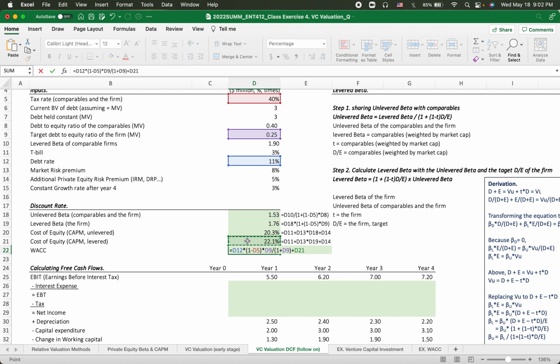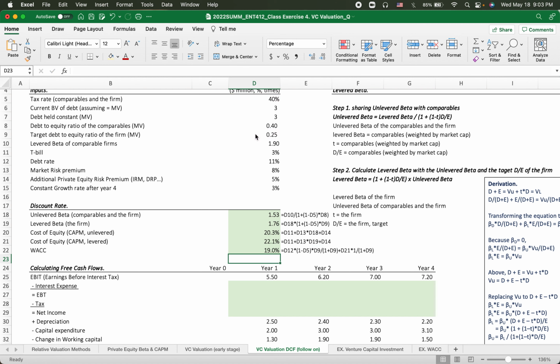Now we need to calculate the weight of the equity out of total value, right? In this case, how do we calculate? As we discussed, 1 divided by 1 plus 0.25 debt to equity, one more time. So we got, finally, the 19%, which is the weighted average cost of capital.